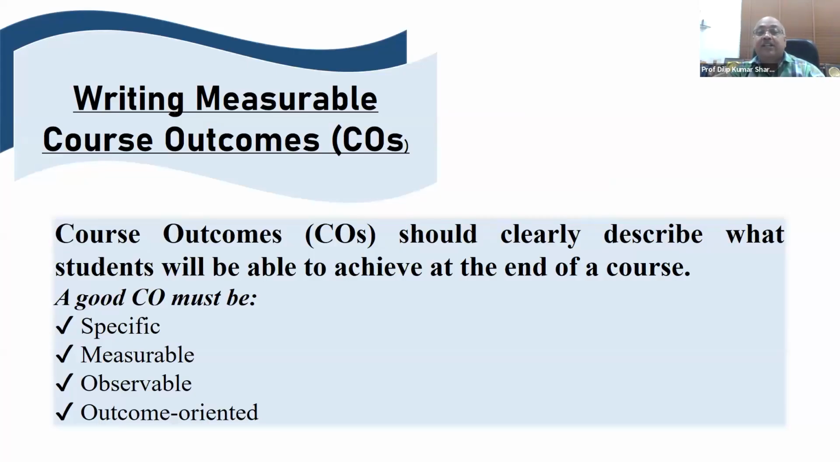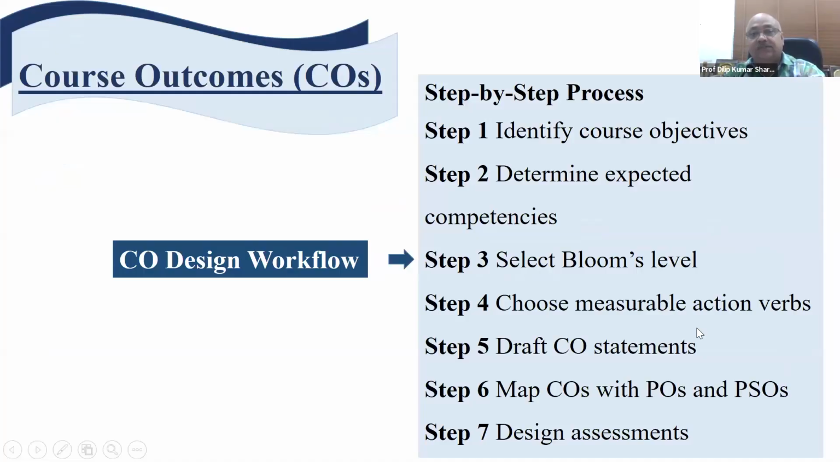So how to write a measurable course outcome, I have already asked you. It should clearly describe what the student will be able to achieve at the end of the course: specific, measurable, observable, outcome oriented, always. So this is the course outcome workflow: identify course objective, determine expected competency, select Bloom's level, choose measurable action verb, draft CO statement, discuss with similar subject teachers or colleagues, do some online analysis of that.